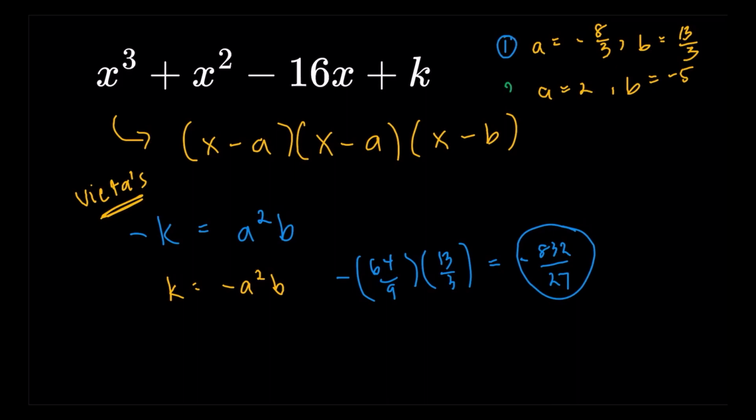Then let's try the second case. If a equals 2 and b equals negative 5, so negative of 4 times negative 5. Luckily, we have integers here, so it's a little bit easier to work with. We're going to have k to be 20. So we have two values for k. One is negative 832 over 27, which is already in lowest terms, and then we have k equals 20. These two will be our final answers.